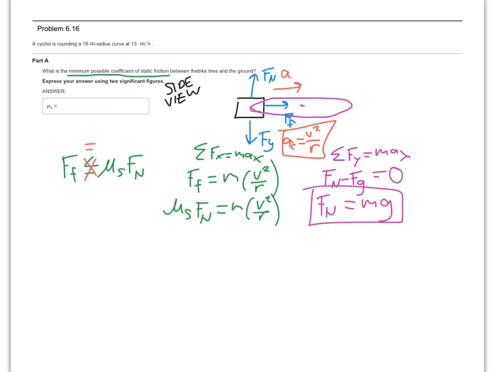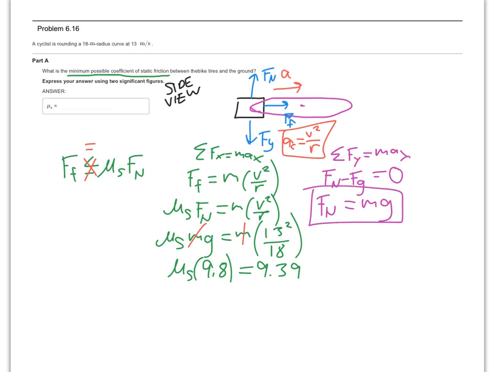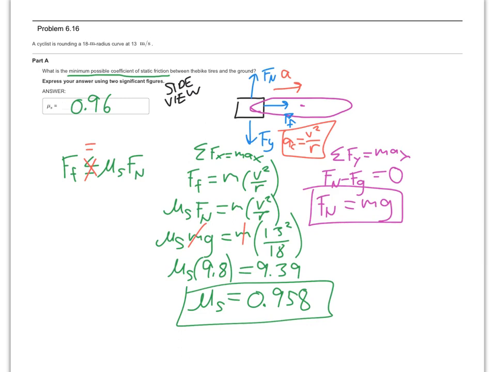I can substitute in now for Fn, so mu s times mg equals m, and I know my velocity is 13, so 13 squared over 18. I can go ahead and cancel out the masses here, and I can solve for some of these numbers. So I have mu s times g, which is 9.8, is going to be equal to 13 squared over 18, which is 9.39. And so I can solve for mu, and I get that mu is 0.958. Answering to 2 sig figs here, that mu is just going to be 0.96.